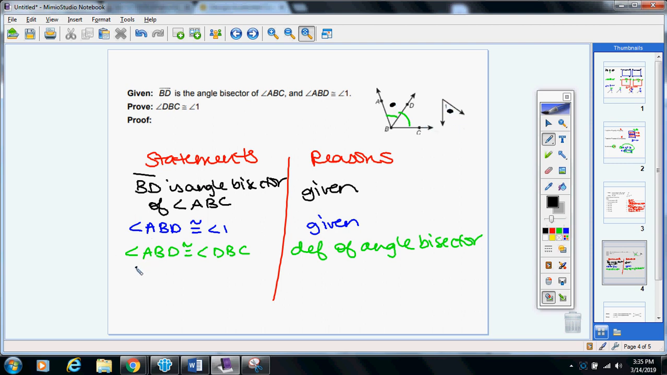So therefore, angle DBC is congruent, that was funny, to angle 1 by transitive property of congruency. So by transitive property, if this is congruent to this, well then by transitive, this must also be congruent to this because we'd already proven that or been told that those two were congruent to each other. So that's transitive property of congruency.